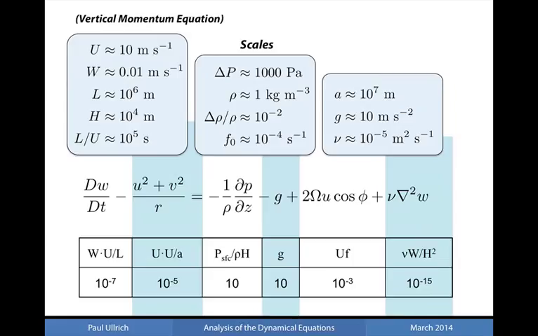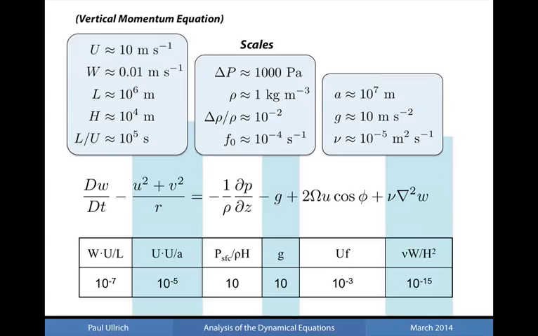It must be the case then that the vertical pressure scale is equal to the pressure at the surface, or approximately 10^5 pascals. So with this in mind, we replace the pressure scale term with P surface divided by rho H and continue the analysis for the remaining terms. The acceleration term looks like WU over L. This has scales of 10^-7 meters per second squared.